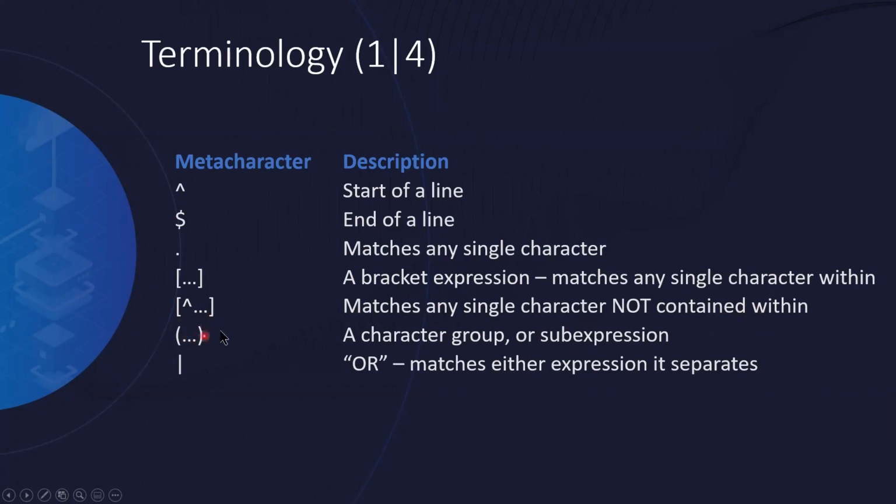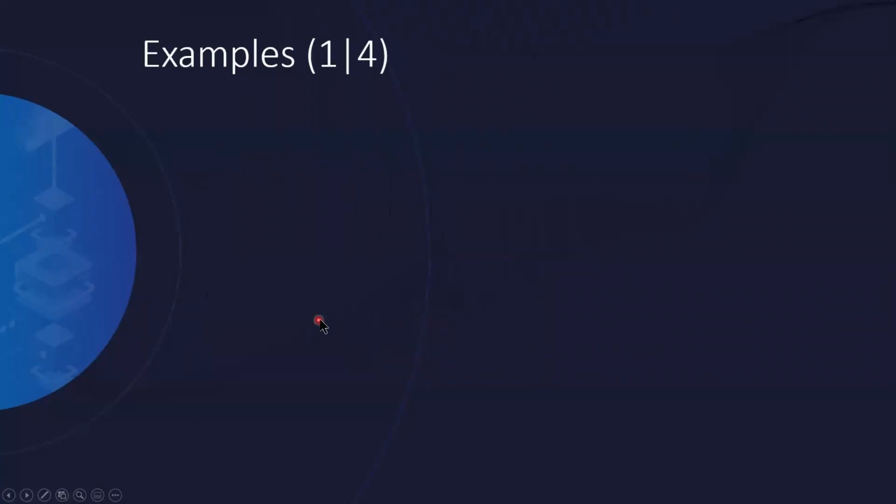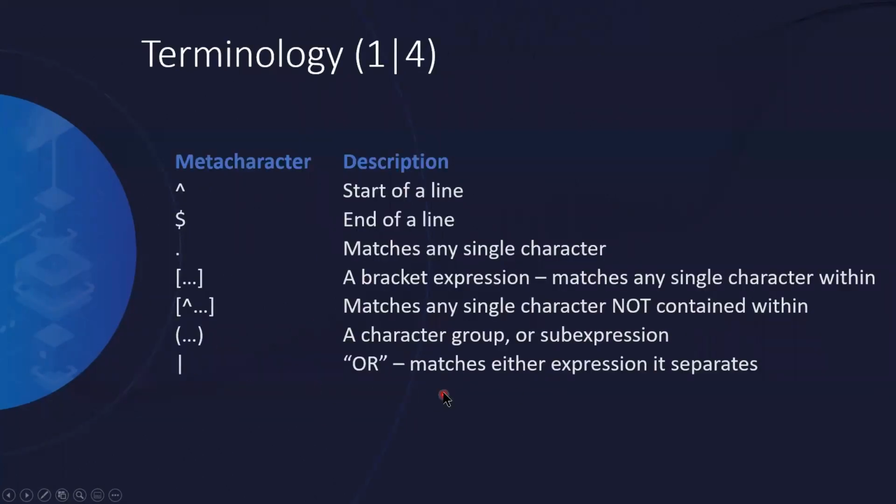These parentheses represent a character group or sub-expression. And a vertical bar means an or. So it matches either expression, either side of the vertical bar that it separates.